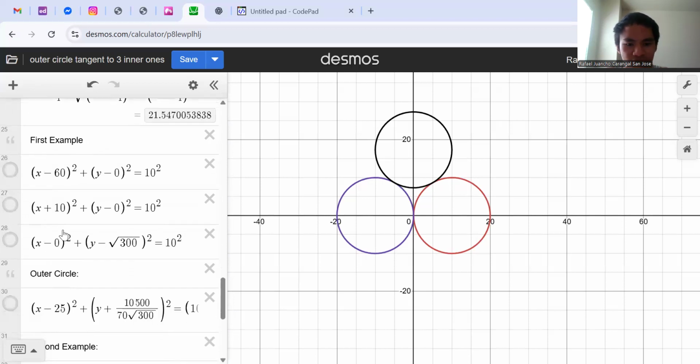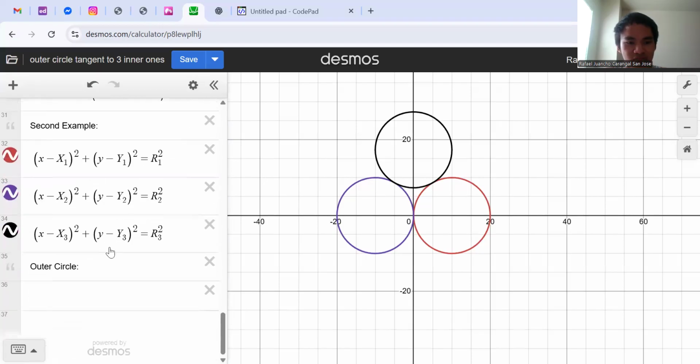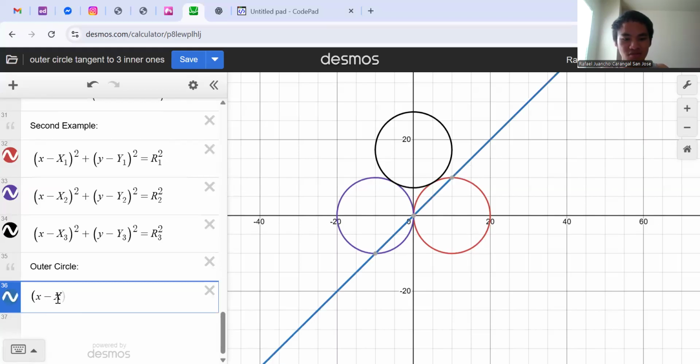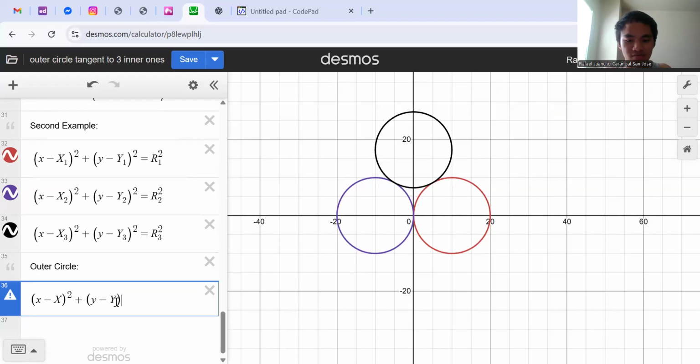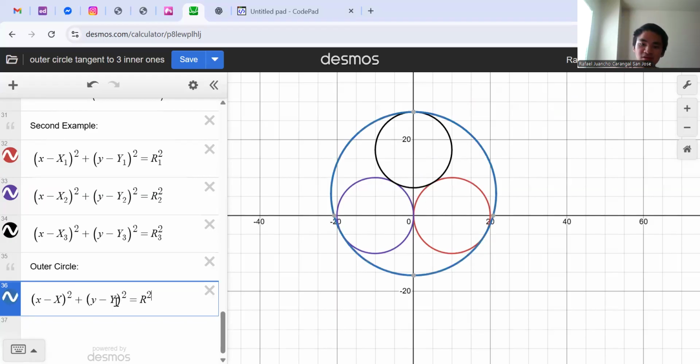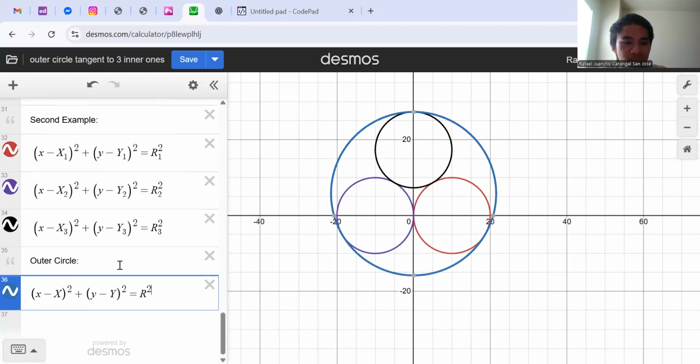Okay. So my first example is that. My second example, well, now I can get the outer circle. It's X minus X sub 1 plus, or well, Y minus, oh no, not Y minus Y sub 1, X minus, like that. This is equal to R squared. Done, right? So we're able to get that.